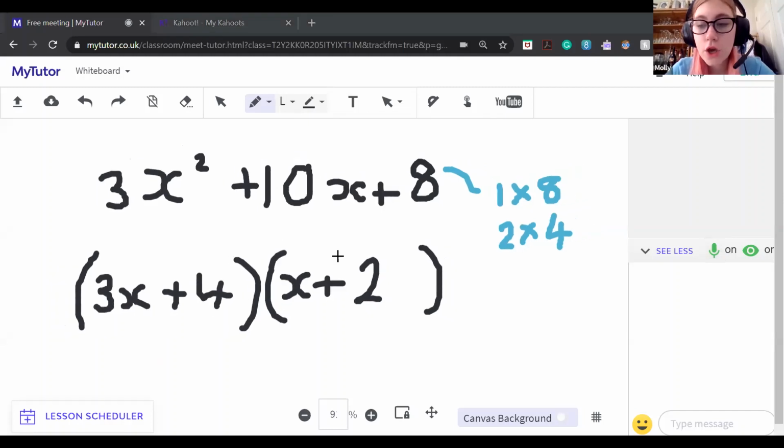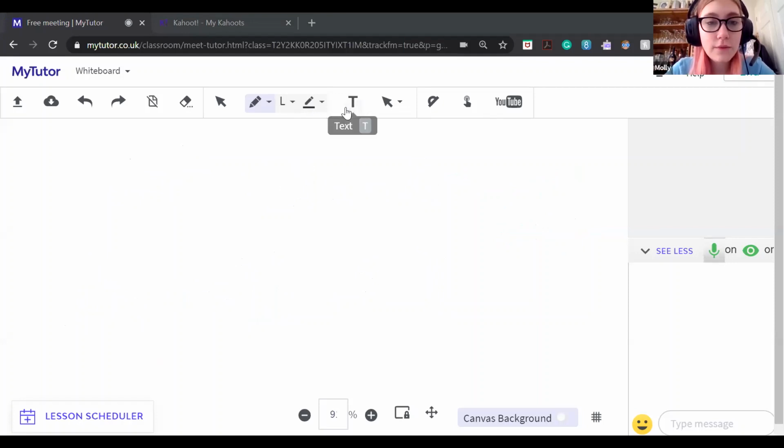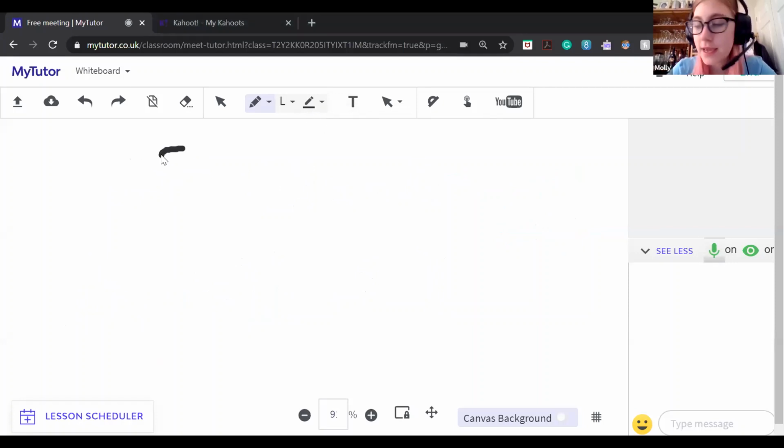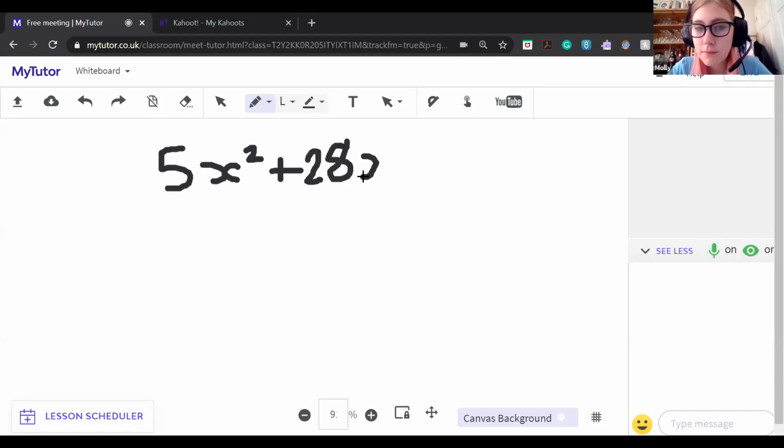Okay, so we'll do one more and then head on to the Kahoot. So with this one, I'm going to make it quite difficult, but see if you can get it. And then don't worry if you can't, and we'll go through it. So 5x squared plus 28x minus 12.